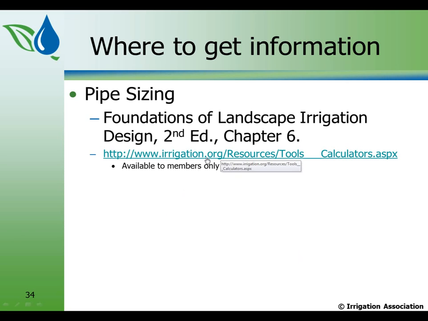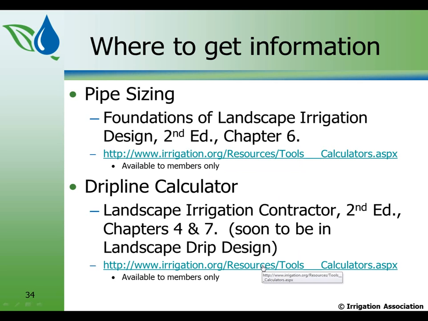Here is the URL for it. That's available to IA members. And the Dripline calculator is also located in the same spot. If you go to that URL, you will see that there's a lock beside 3 of those things, and that means you have to be a member to download them. But yes, you can just download those programs.